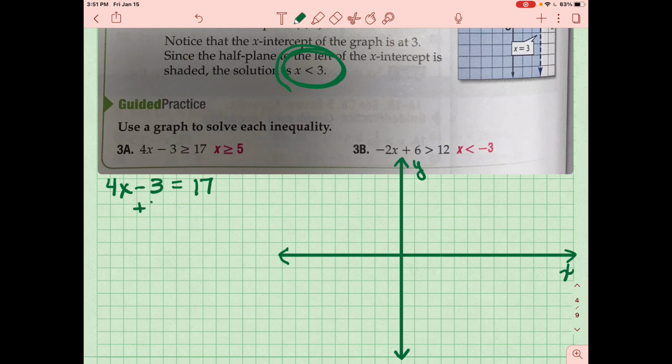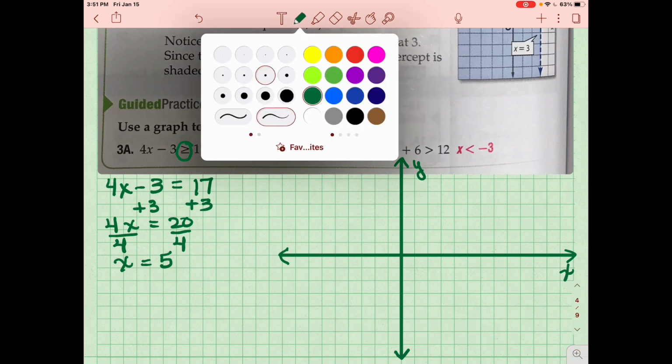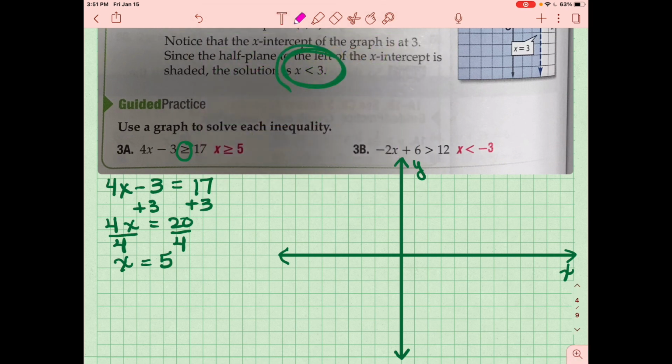So let's add 3 to both sides. We get 4x is equal to 20. Nice. We divide by 4. And we get x is equal to 5. We had an or equal to in this case, so we're going to use a solid line. So 5 is 1, 2, 3, 4, 5. So I'm going to make a straight up and down line right there.